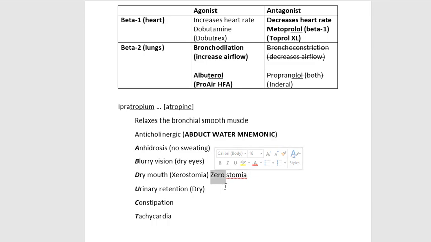And some people like to use Z-E-R-O, like meaning zero water in the stoma, which is the mouth. Urinary retention, so again, drying. Constipation, because there's no water in the bowel. And then tachycardia, you just kind of have to memorize that it's tachycardia for anticholinergic, bradycardia for cholinergic. But that's an easy way to remember some of the anticholinergic side effects you might run into when you see that tropine or tropium stem.